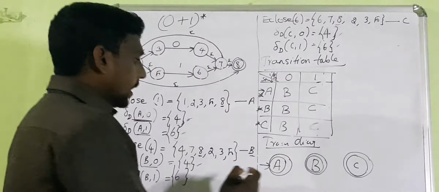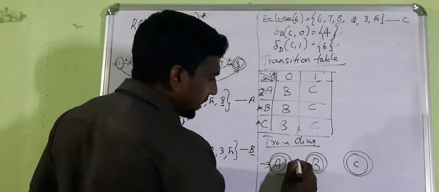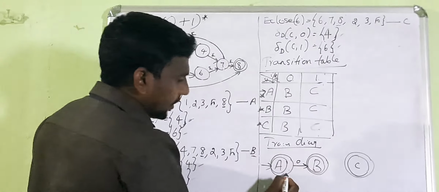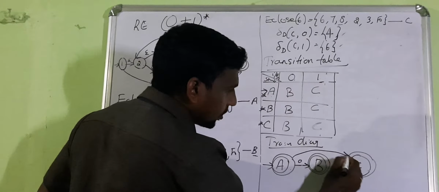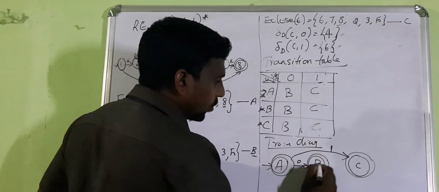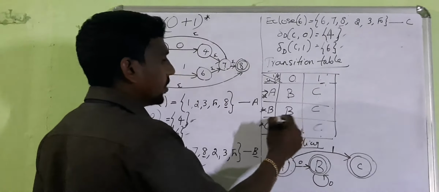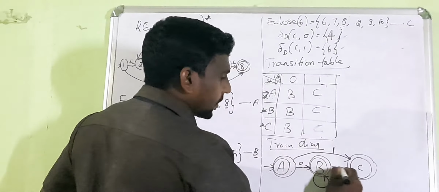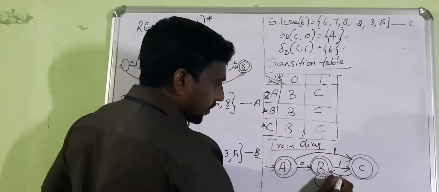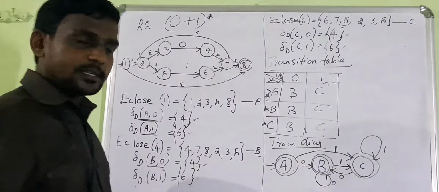Okay, right. Now A comma 0, it goes to B. So A reads 0, goes to B, and A comma 1, it goes to C. B comma 0, it goes to B. So you can put like this. B reads 0, it goes to B also. B comma 1, it's C. C comma 0, it goes to B. C comma 1, C. Okay. So this is the DFA.